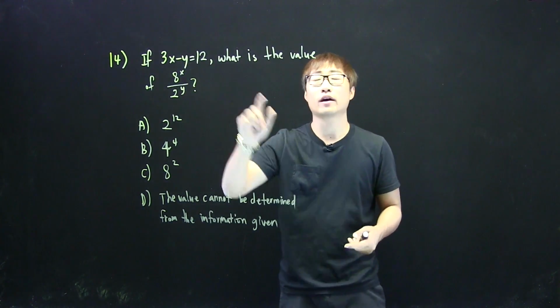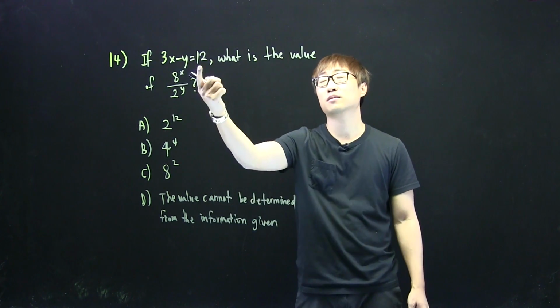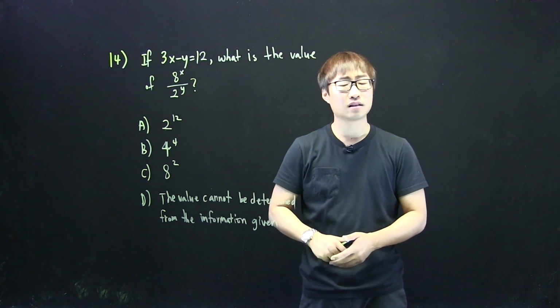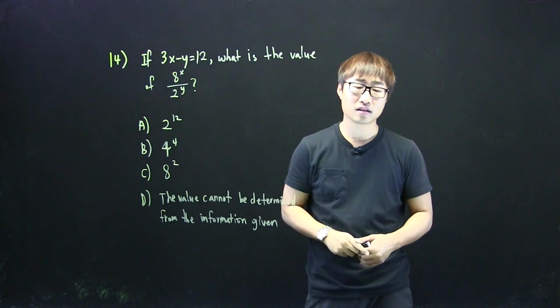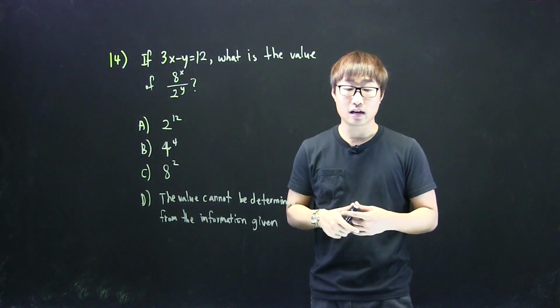So 3x minus y, when do we see that? On systems of equations, right? But do we have two different equations that look something like this? Nope. So can I do anything with that? 3x minus y is equal to 12? No, I can't do anything with it. So I'm just going to leave it. Probably make use of it later, but I just don't know what to do with it right now, right?